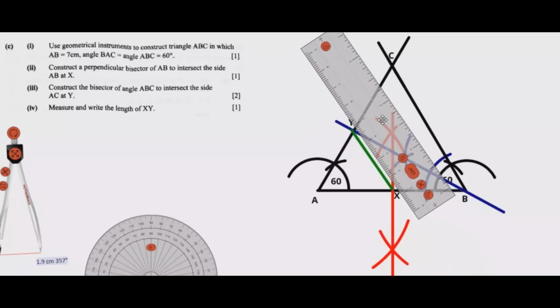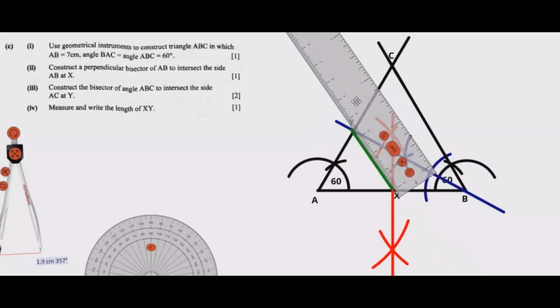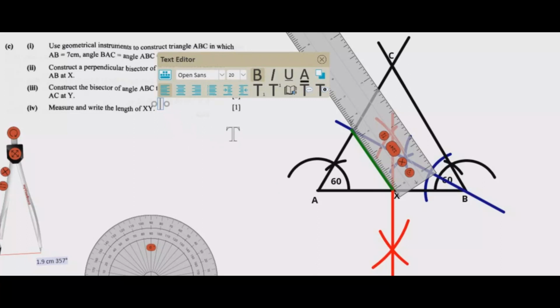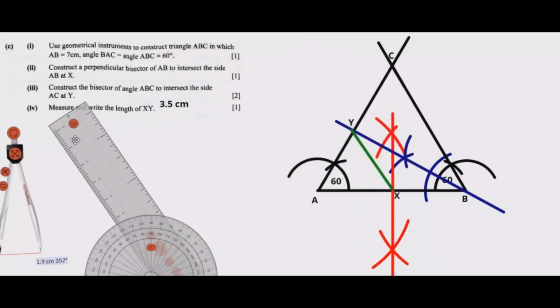When we look at this length, you see that it's 3.5. So we have got 0, 1, 2, 3, so that is 3.5. Our answer here will be 3.5. So 3.5 centimeters is the length of the line XY. Basically this is how we are supposed to answer this question.